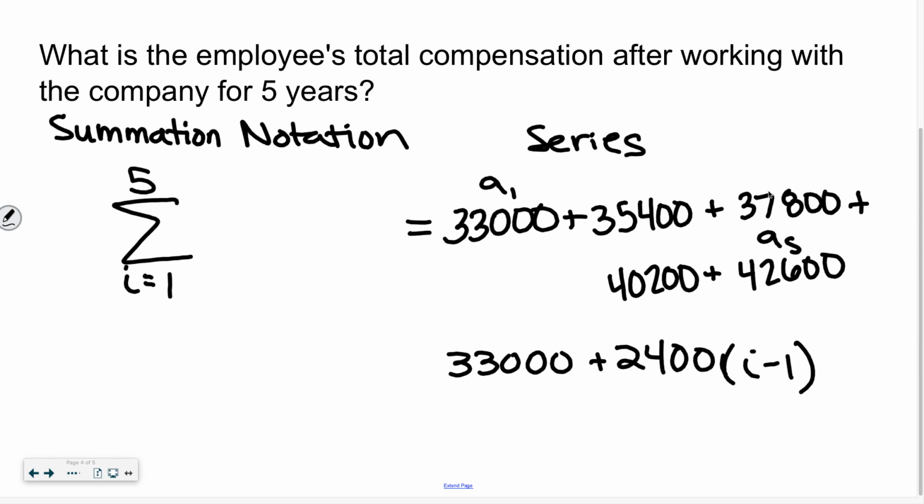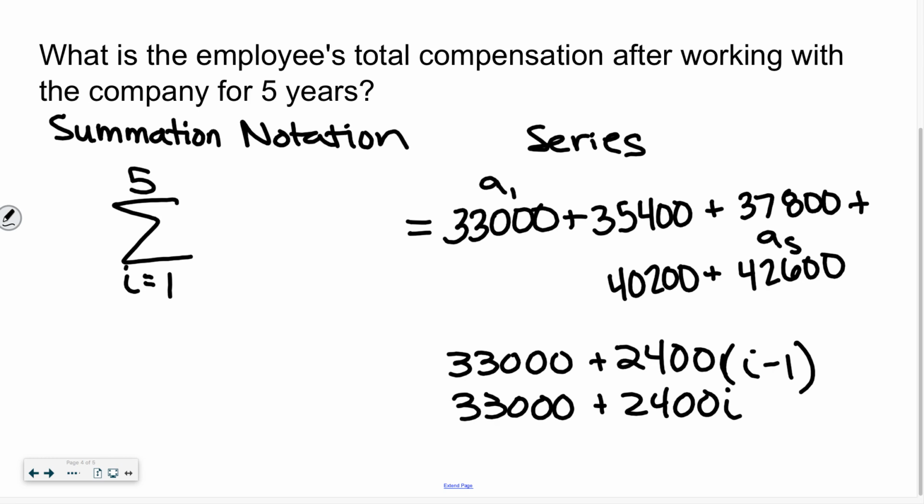A lot of people went ahead and wrote their rule immediately as 33,000 plus 2,400 I, and then they did the first 5 years like that. But then your first year, you're making the starting salary plus the raise, which they're not going to give you a raise your first year. You've got to work 1 year, right? So there's a couple of adjustments you can make. You can subtract 1 from I. And this, if you look, is the arithmetic formula from the book. Or you can also tweak 33,000.